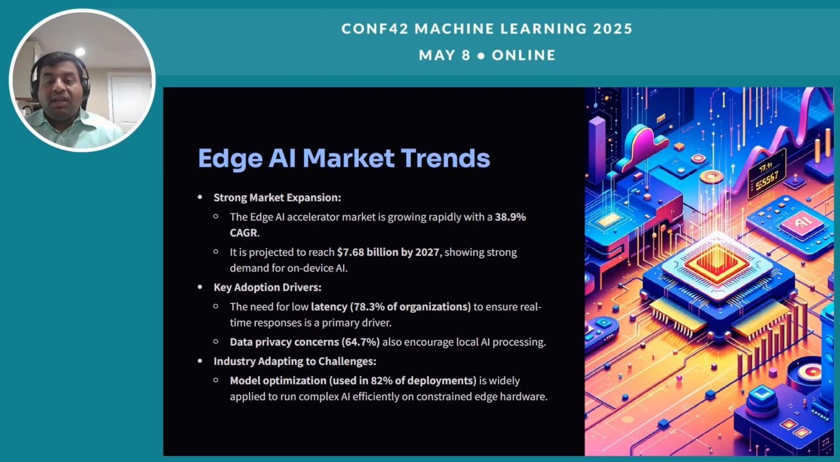What's driving this? Key adoption drivers are primarily the need for low latency. Over 78% of organizations cite this as crucial for real-time responses. Then data privacy is another major factor. Almost 65% of organizations cite this as another major factor. Pushing processing locally instead of sending sensitive data to the cloud is important for them. And the industry is adapting. Model optimization techniques, which we'll discuss heavily today, are already used in 82% of deployments. This shows a clear focus on making complex AI run effectively on edge hardware.